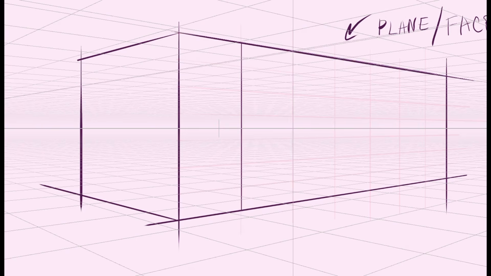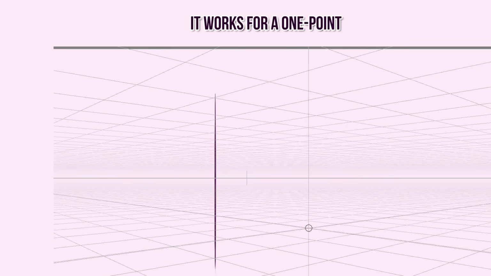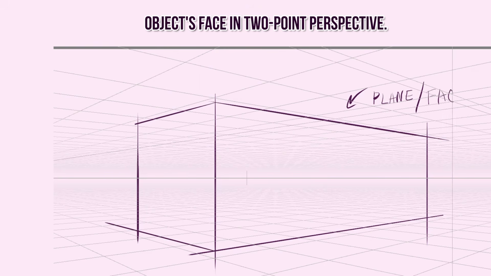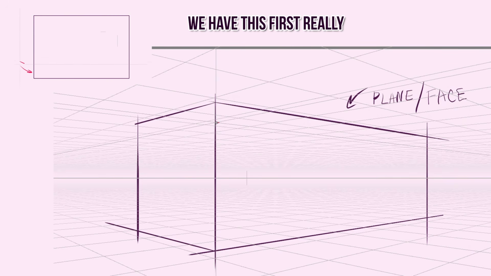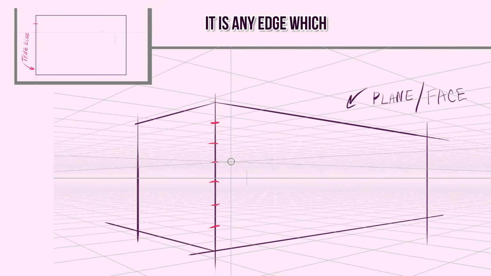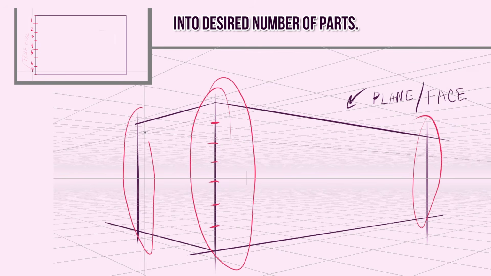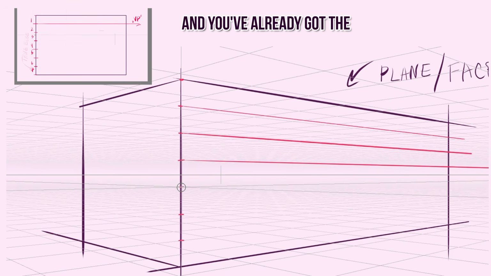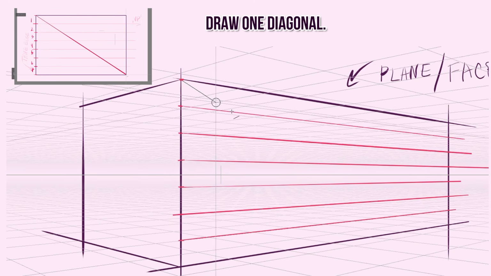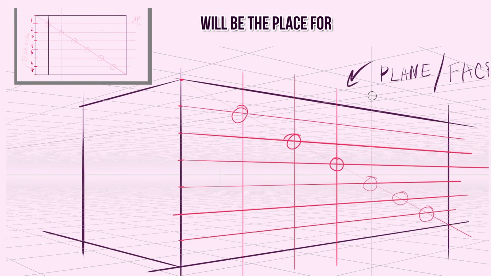Let's continue. To divide an object into any odd number of parts, it works for a one-point perspective plane or for an object's face in two-point perspective. We have this first really simple method. You just divide the true edge, which is any edge that does not go to the vanishing point, into the desired number of parts. Send guides to the vanishing points, and you've already got the horizontal equal parts. To get vertical parts, just draw one diagonal, and every intersection with it will be the place for the division.